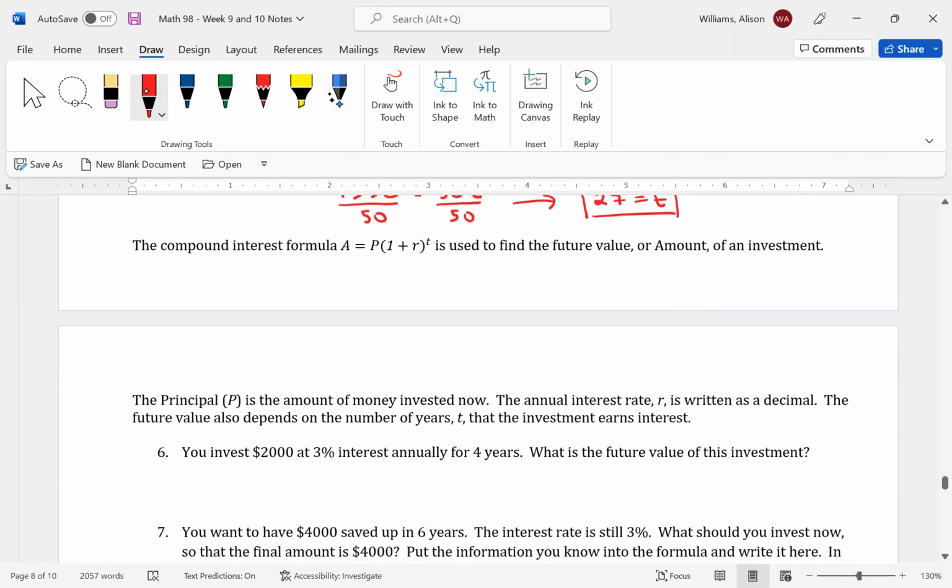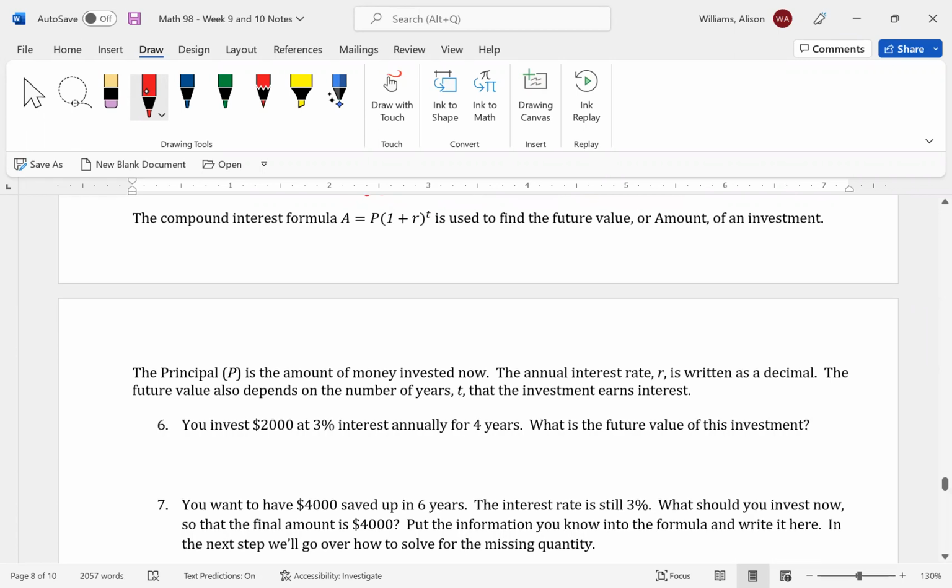Principal P is based on the amount invested now. Annual interest rate R is written as a decimal. The future value also depends on the number of years T. So let's say we invest $2,000 at 3% annually for 4 years. What is the future value of this investment?